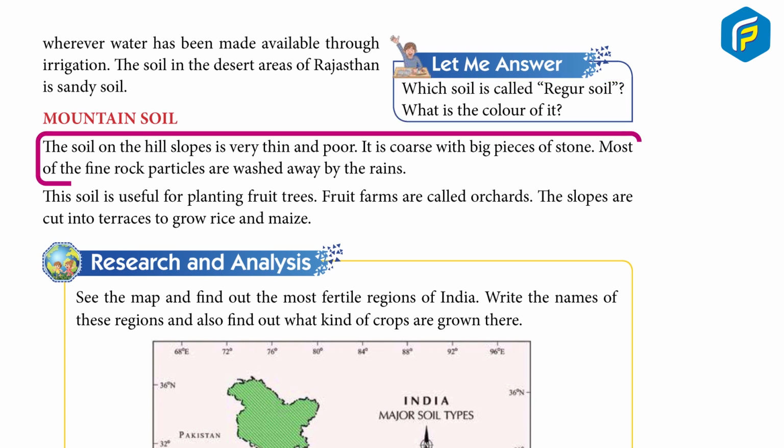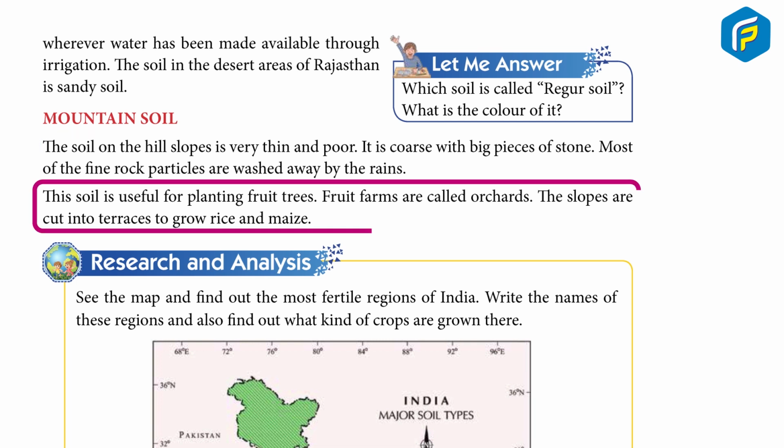Mountain soil. The soil on the hill slopes is very thin and poor. It is coarse with big pieces of stone. Most of the fine rock particles are washed away by the rains. This soil is useful for planting fruit trees. Fruit farms are called orchards. The slopes are cut into terraces to grow rice and maize.